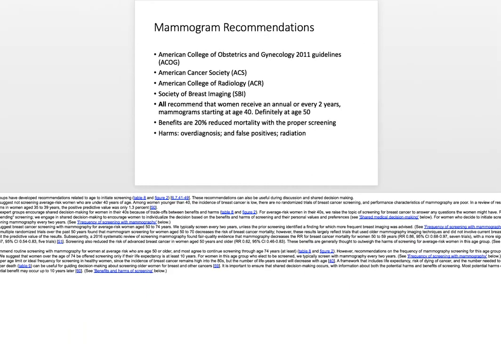And then your 40 to 49 group. That's where you ask, do you want to do it yearly? Do you want to do it every 2 years? As you can see, there's a link for frequency of screening with mammography. Risk factors may come into play with that as well. And we're going to take a look at the screening tool right now.